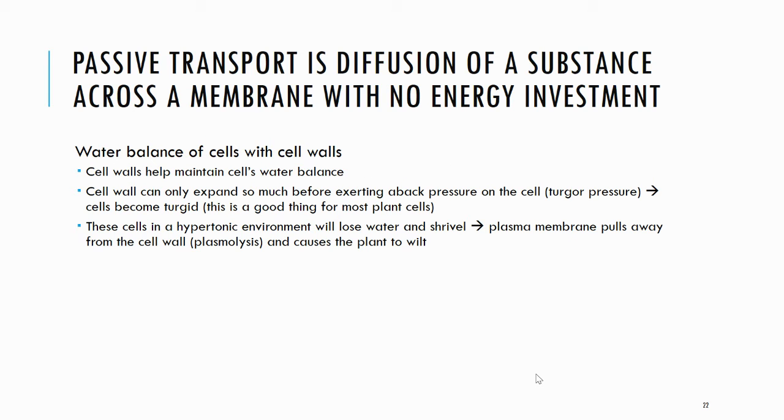Let's look at water balance in cells with cell walls. The cell walls help maintain the cell's water balance because a cell wall can only expand so much before it puts pressure back on the cell, which is called turgor pressure. When we have that pressure coming back, the cell becomes turgid, which is a good thing for most plant cells because we want them to be sturdy and healthy. When those cells get in a hypertonic environment, they will lose lots of water and shrivel, and then the plasma membrane pulls away from the cell wall, and that is what causes our plants to wilt. So we do want some turgor pressure to keep the plant upright and happy.